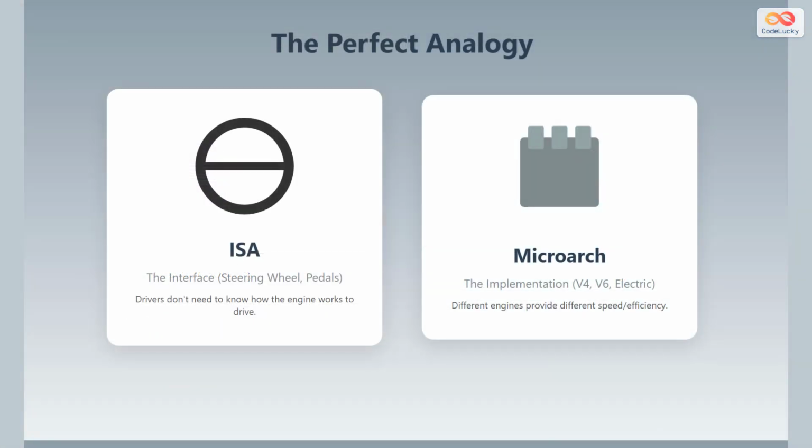Here is the best way to remember it. Think of a car. The ISA is the user interface, the steering wheel and the pedals. If you know how to drive a Ford, you can drive a Toyota because the interface is the same. The microarchitecture is the engine under the hood. One might be a V8, the other might be electric. They work completely differently inside, but you drive them the same way.